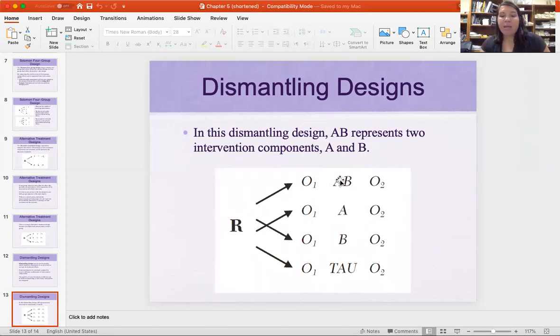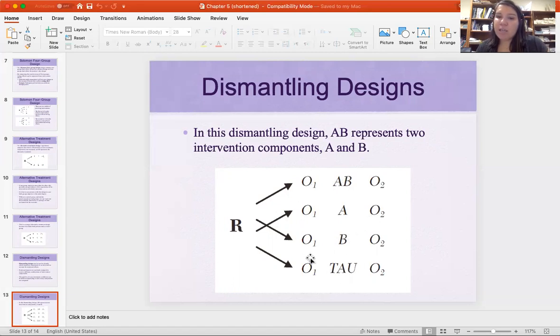So for this one, an example might be mindfulness, right, with PTSD. So let's say A is mindfulness. Let's say B is trauma-focused CBT. And the treatment as usual is going to be the support groups. So AB uses mindfulness and CBT in combination. Then you have another group that is just trauma-focused CBT, and another group that is just mindfulness, and then you have the control group.